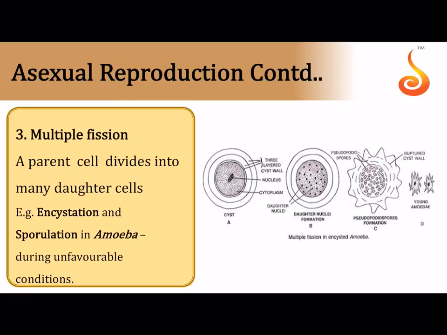The third one is called multiple fission, and again we come back to amoeba. Why is it called multiple fission? Until now we saw there was one parent which divided into two daughter cells. One split into two. That's why it was called binary fission. And that is what happens in cell division also. In mitosis also, you have one cell splitting into two. Yes or no? But here a parent cell divides into many daughter cells, not just one, many daughter cells. So we have one parent cell.